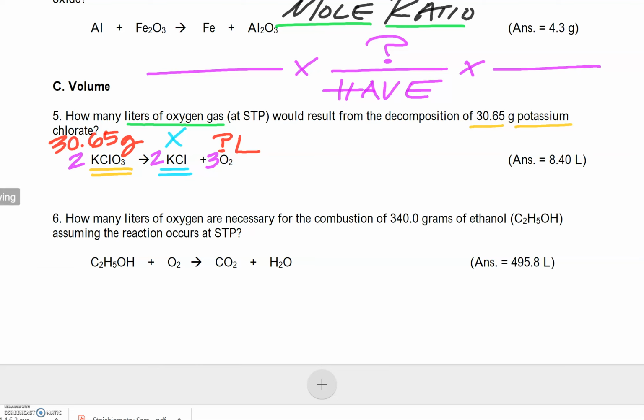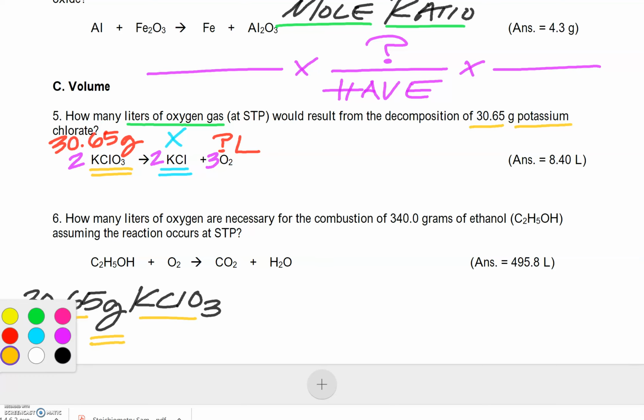So we're going to go 30.65 grams of KClO3. All right, so again, what am I writing down? I'm writing down the number, the unit, and the chemical. Those are all important. So let's do our first conversion factor.